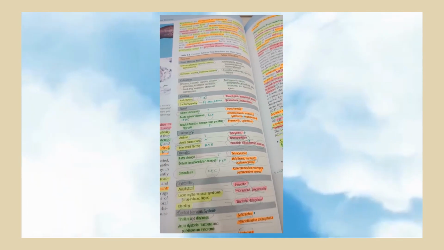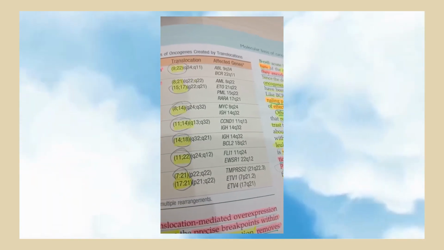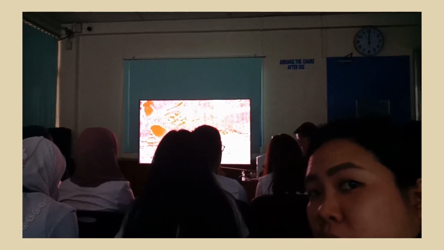Some teachers love to ask or take questions from the tables. Some would like to ask more on the genetic alterations or its defects. Some would also like to have both, neither on their choices, so it's very important that you've understood and compared the diseases.